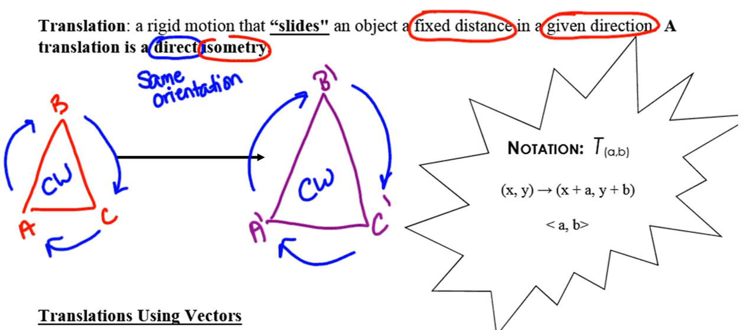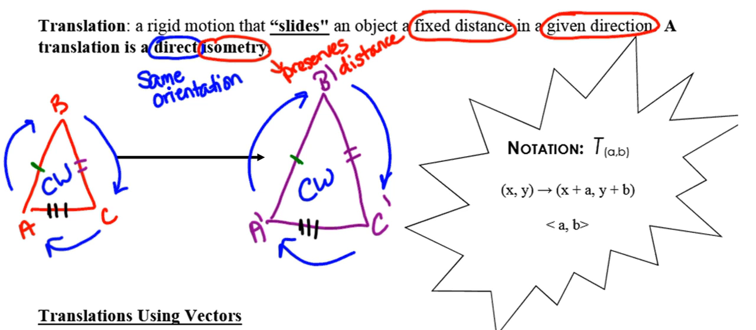And when we say isometry, we mean preserves or keeps the same length or distance. So in other words, the distance between points A and B in the original is going to be the same as the distance between A prime and B prime in the image. Distance between point B and C in the original is going to be the same as the distance between B prime and C prime in the image. And then lastly, of course, the distance between points A and C in the original is the same as the distance between points A prime and C prime in the image.